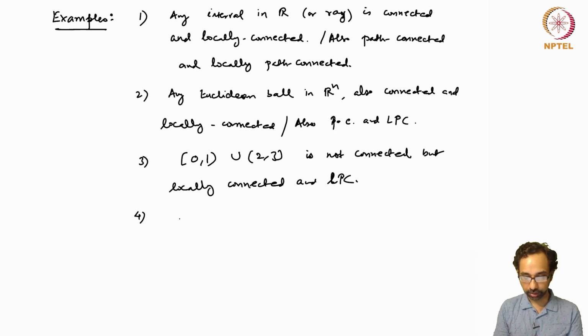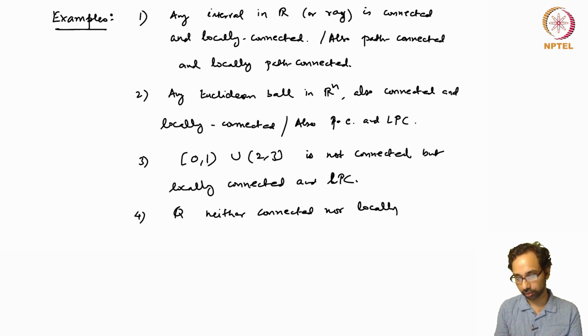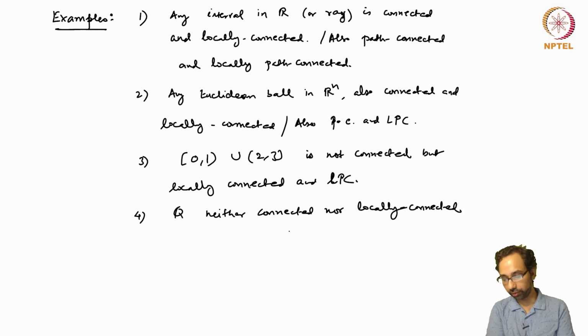Another example is the set of rationals which is neither connected nor locally connected. So the proof that it is not connected also works for any open set within an open set, so it is also not locally connected. Now let us look at another more sophisticated example of a space which is connected but not locally connected.